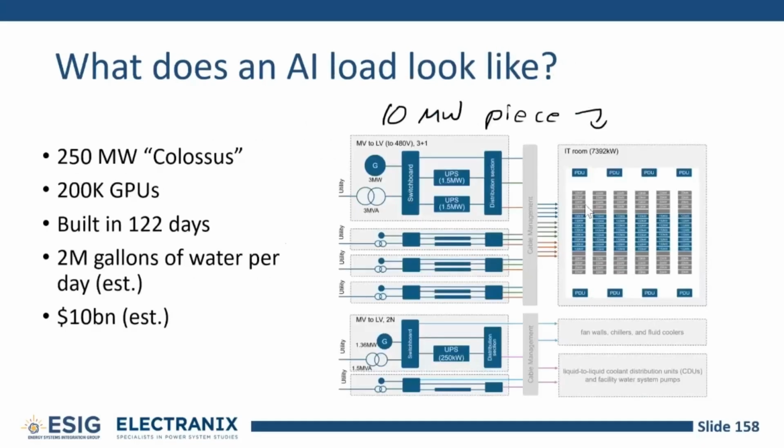Very quickly, what does an AI load look like? This is public information. Everything I'm going to show you is basically public. This is the Colossus plant when it was 250 megawatts. It takes about 200,000 GPUs for this size. It was built very, very quickly, in 120 days. It uses an estimated 2 million gallons of water per day, and cost an estimated $10 billion. Okay, so this is a significant amount of money and water.